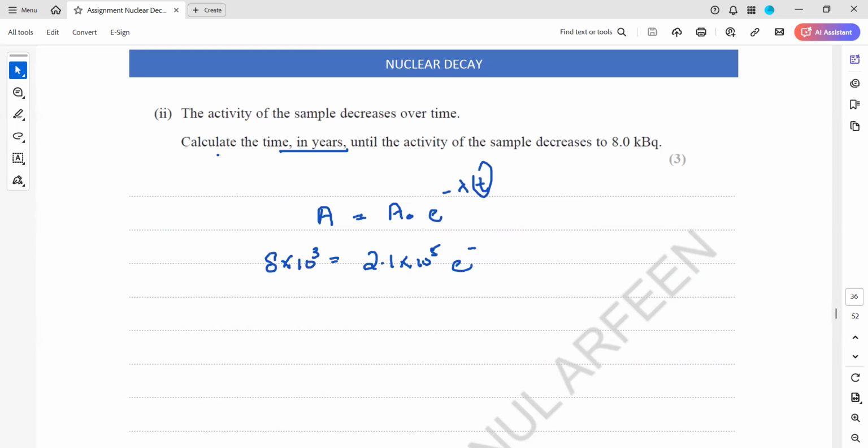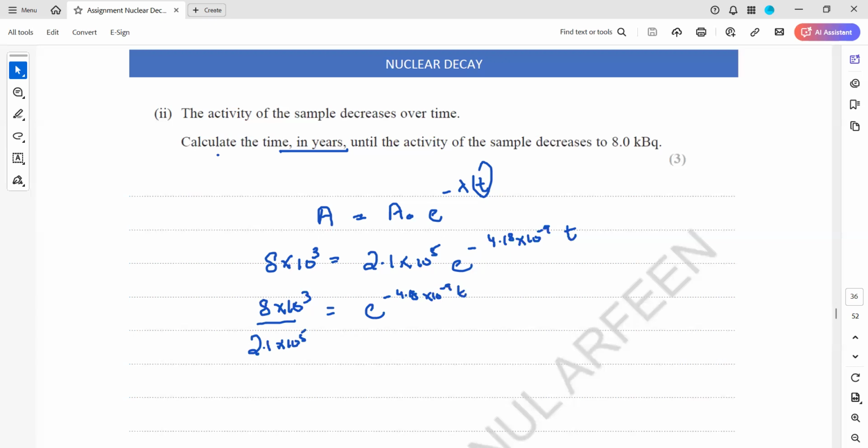So if we substitute, because it was 4.18 into 10 to the power minus 9 multiplied by t. This will go there in division. So this will be 8 into 10 to the power 3 divided by 2.1 exponent 5 equals e raised to minus 4.18 into 10 to the power minus 9 t.